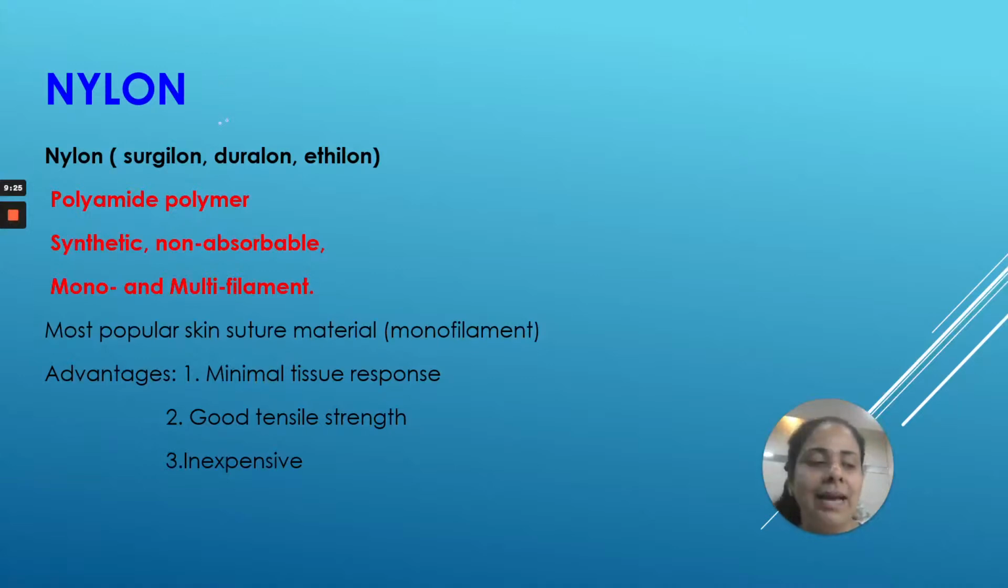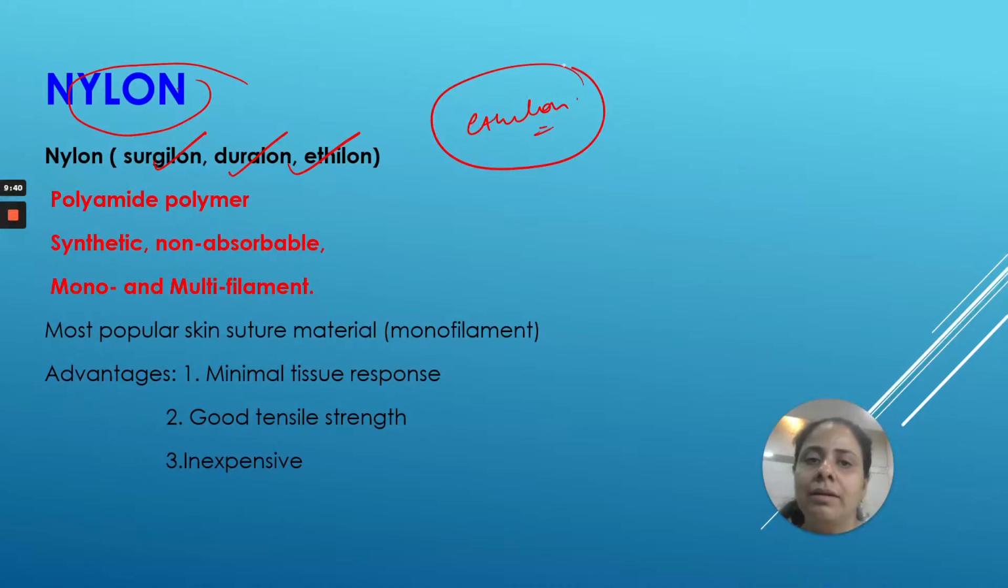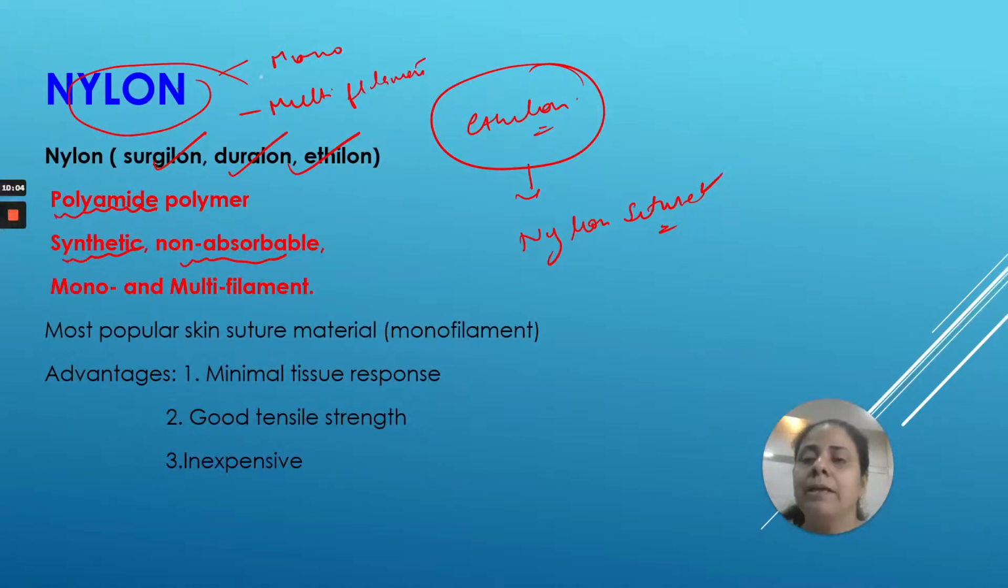So next comes the nylon suture. The trade names are Surgilon, Duralon, Ethilon. So if somebody is asking you, okay, you want Ethilon, you know that they are talking about nylon suture. They are also used in the oral cavity. This is the composition. These are polyamide sutures. These are synthetic, non-absorbable. These can be mono or multifilaments. These are polyamides.